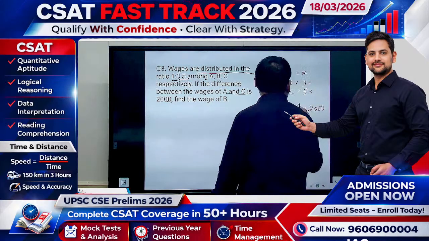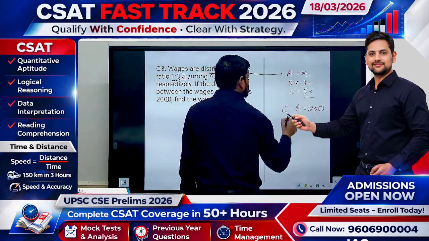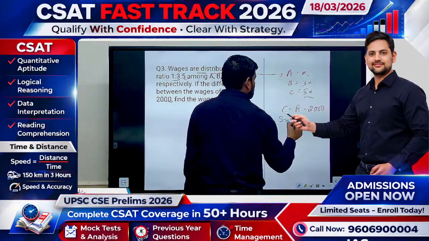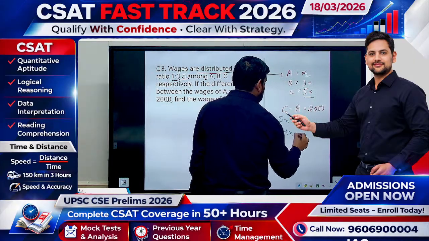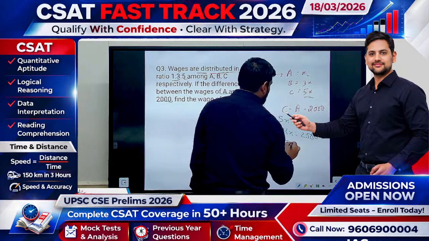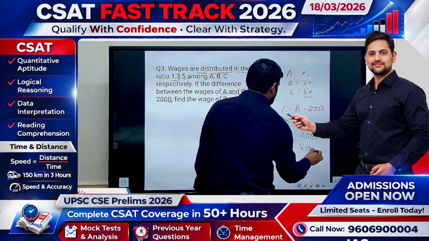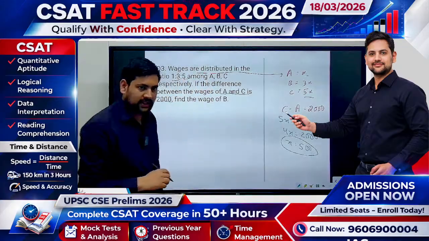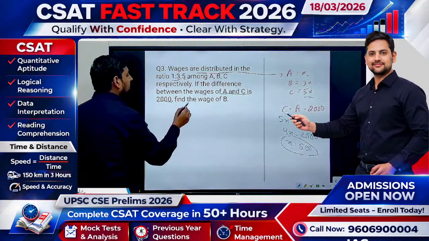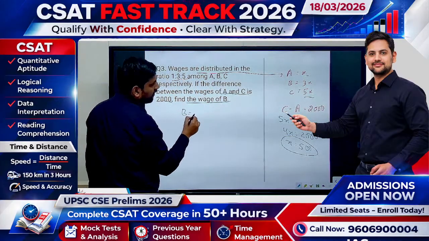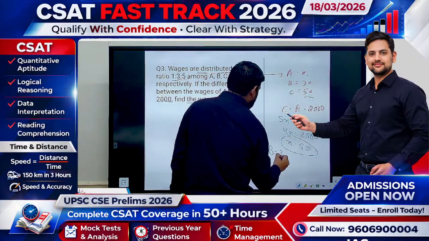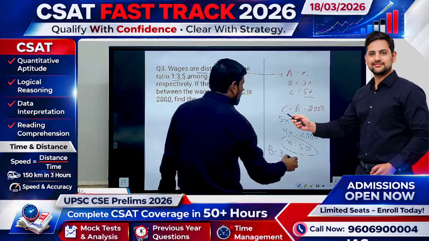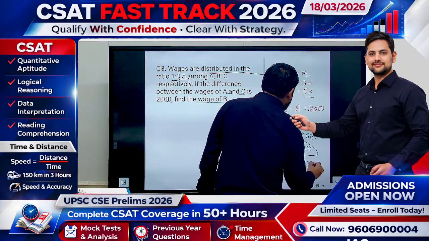You put the values. So this becomes 5x minus x is equals to 2000. That is 4x is equals to 2000, or x came out to be 500. Once you get the value of x as 500, it asks you to find the wages of B. So B was equals to 3x. That means 3 times 500, that is 1500 rupees.